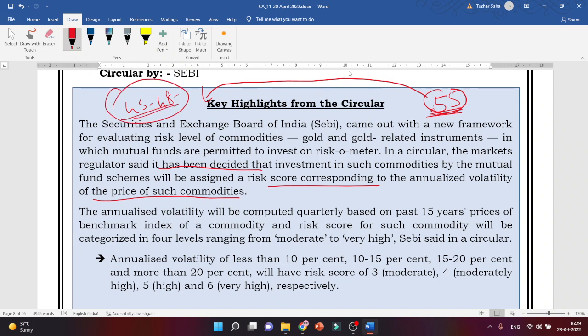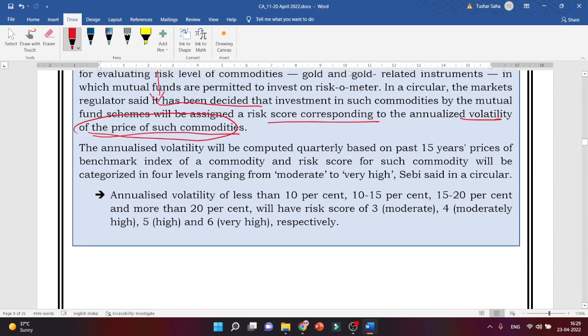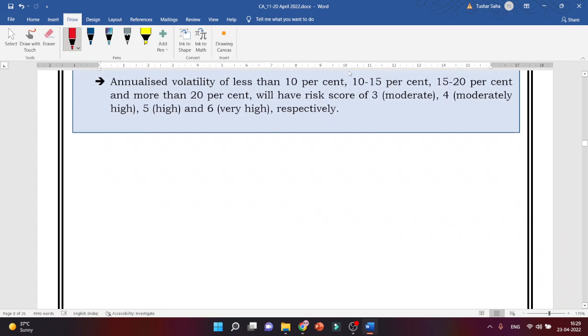So what SEBI says is, gold, even if it's a safe investment, the mutual fund houses will assign the risk score corresponding to the annualized volatility of the price of such commodity. Gold is also included in that, right? So I hope this is clear.